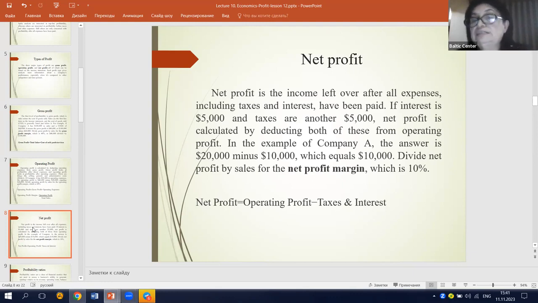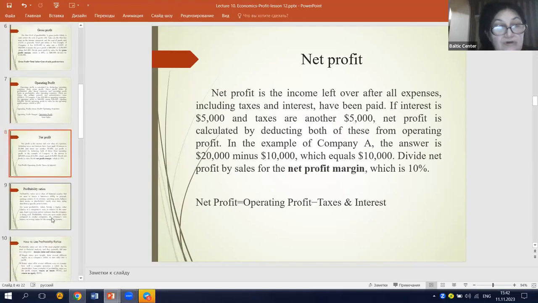So we have 10%. The net profit is equal to the formula here: operating profit minus taxes and interest. And finally, we have three types of profit.